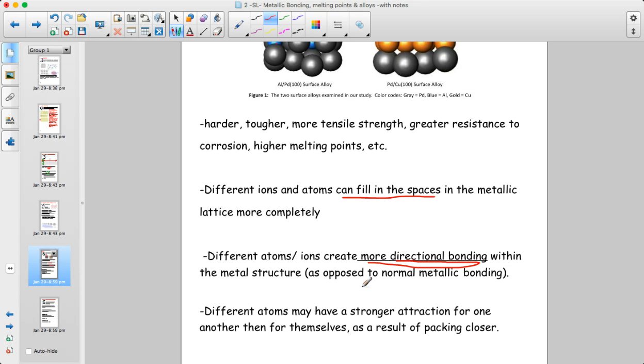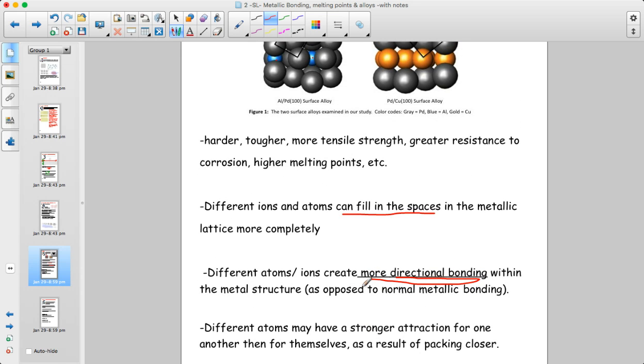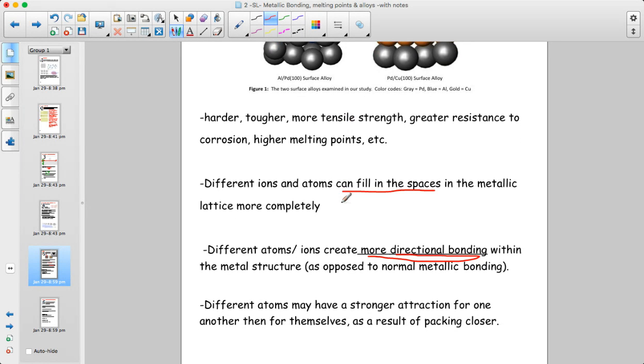within the structure. And so that ends up making it that there's more rigidity to the structure. And so the metals tend to be harder and tougher. And if you try to pull them apart, they tend to resist that more. So that gives them the greater tensile strength.